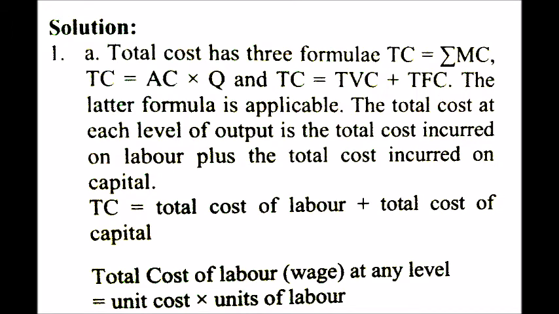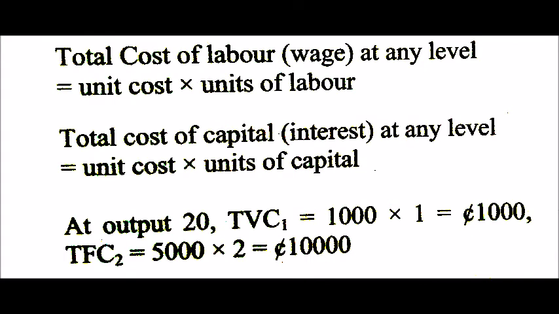Now, the total cost at each level of output is the total cost incurred on labor plus the total cost incurred on capital. So TC is equal to total cost of labor plus total cost of capital. We are going to use this formula. So total cost of labor, that's wage, at any level is equal to unit cost times units of labor. And total cost of capital, that's interest, at any level is unit cost times units of capital.